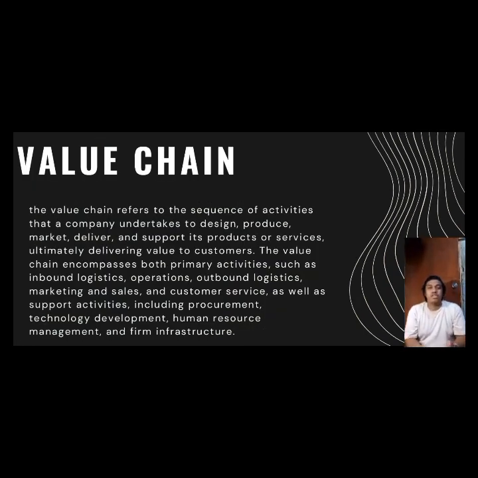Lastly of our report is value chain. What is value chain? Value chain refers to a sequence of activities that companies undertake to design, produce, market, deliver, and support its products or services. There are two activities of a value chain. Number one is primary activities. Primary activities involve the creation and distribution of goods and services. Number two is support activities. Support activities are supplementary aids to primary activities.